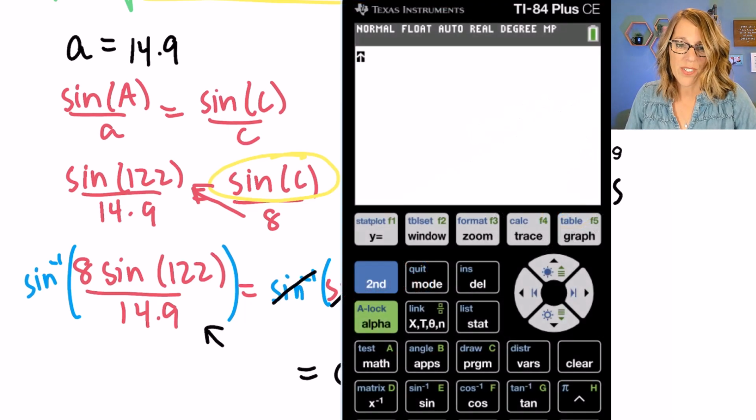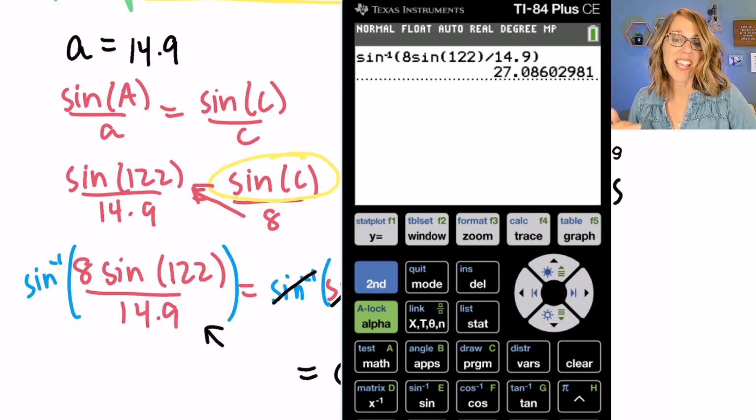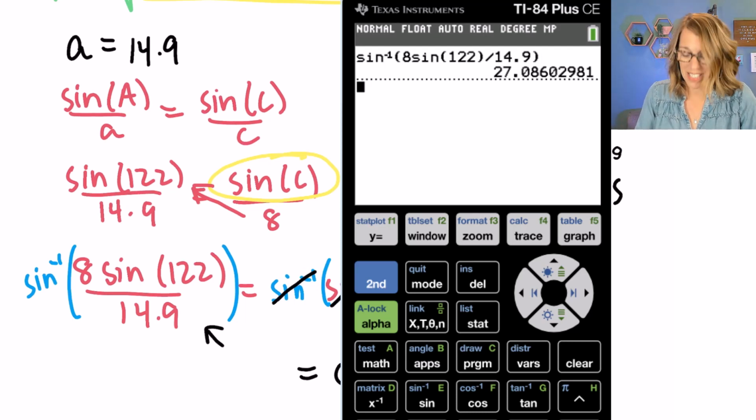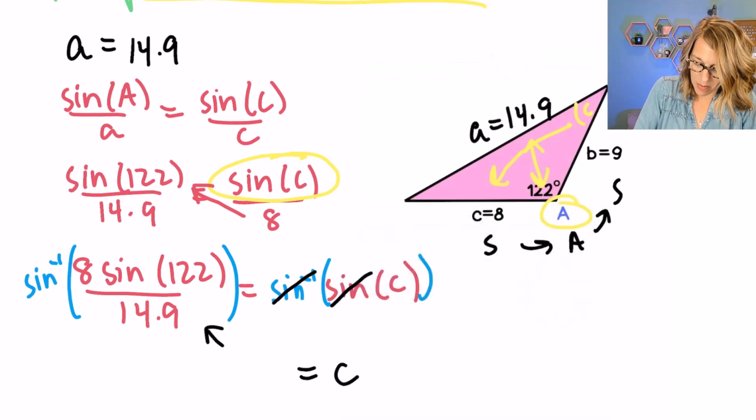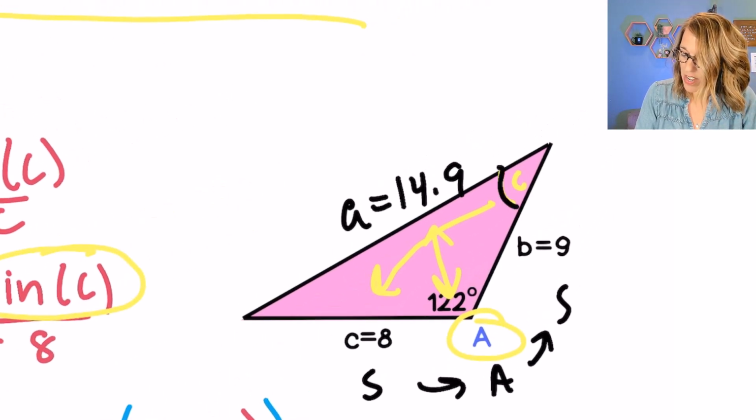So I want sine inverse, so second of sine, parentheses are there, so 8 times the sine of 122. I'm going to close that parenthesis and then divide by 14.9. Close my parenthesis and enter, and I've got my angle measure C, 27.086. Let's call that 27.1 degrees. So angle measure C here is 27.1 degrees.